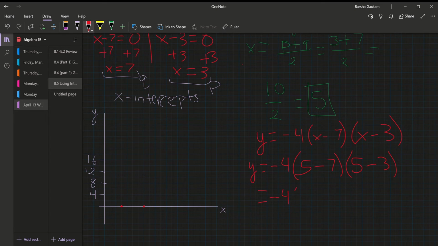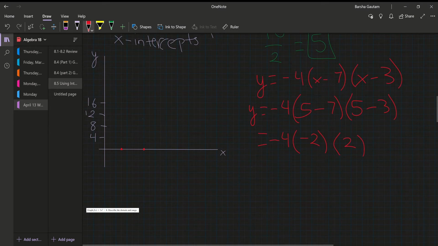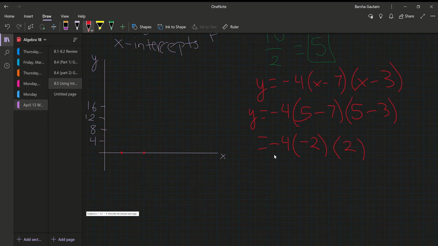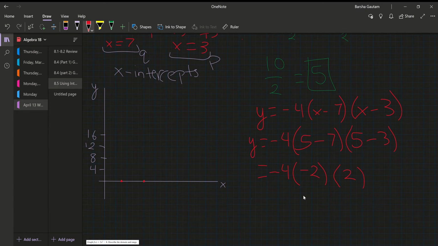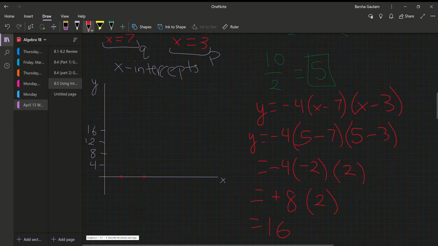So then we're left with negative 4. 5 minus 7 is negative 2. 5 minus 3 is 2. And now we need to figure out what this is equal to. Negative 4 times negative 2 is positive 8 times 2, which is then equal to 16. So now I know what this point's equal to. It's going to be 5, 16.